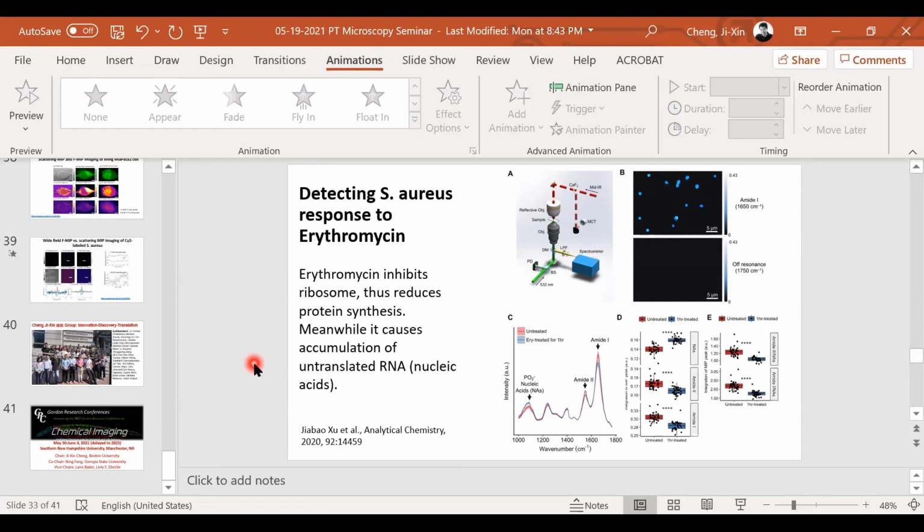That's a very good question. Substrate is very important. We usually use two kinds of substrate. If we do transmission mode, we use calcium fluoride. And if we do reflection mode, you can simply use a silicon wafer, which is very cheap and highly reflective.